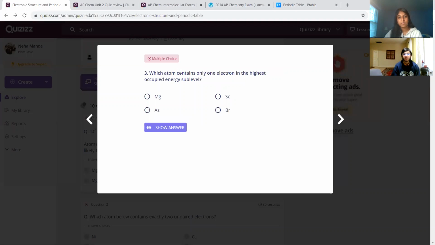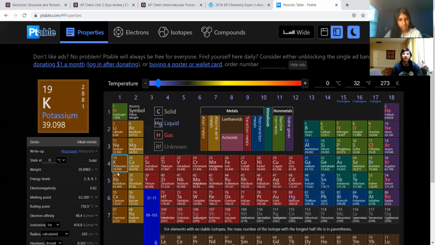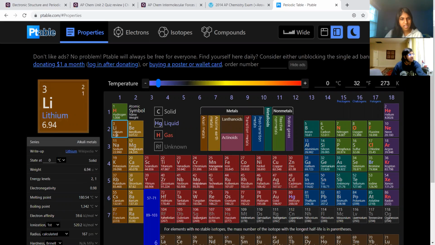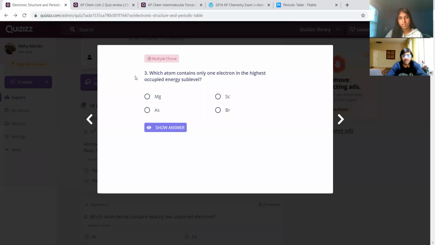Okay. Which atom contains only 1 electron in the highest occupied energy sublevel? Okay, so this one would probably be like an S1 atom. So which one would be an S1? Mg, As, Sc, Br. That's none of these, right? So it's asking for the highest occupied energy sublevel. Mg, Sc, As, Br. Only 1 electron. The highest.